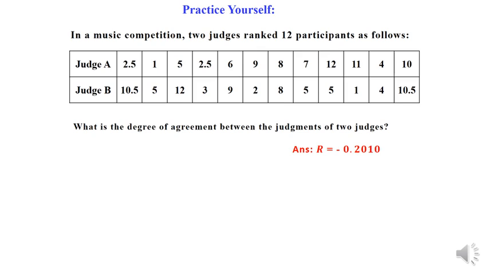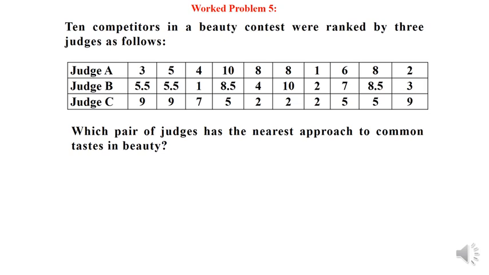You should get the answer minus 0.2010. The answer is there is negative agreement, lower negative agreement between judgments of two judges with respect to music. You have to write the answer, judgment. Okay, that is the interpretation. Let us go to the next problem.